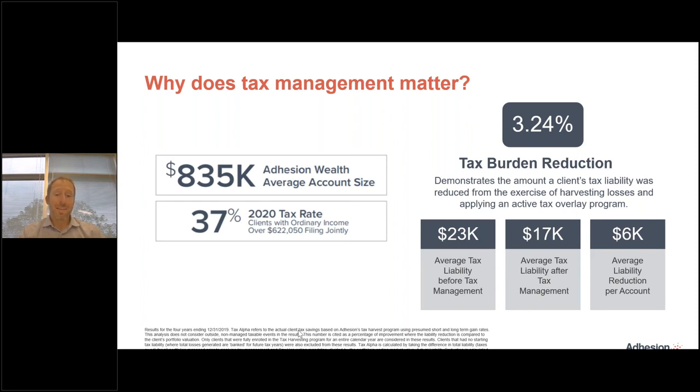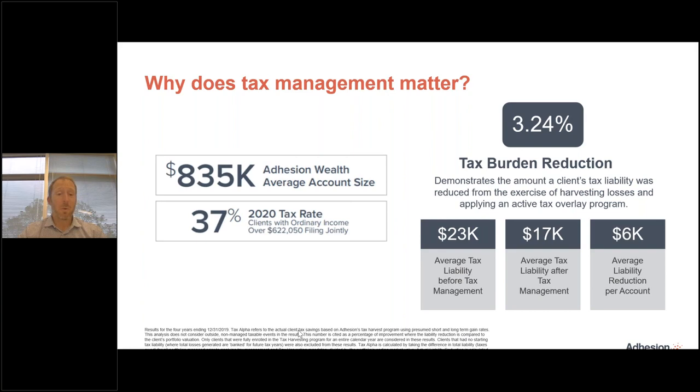So the average tax liability of $23,000 for these Adhesion clients has been effectively reduced by $6,000. This $6,000 in after-tax return represents not only tax alpha, but the advisor alpha that we mentioned previously. These advisors are providing this advisor and tax alpha to their clients through these tax management services.